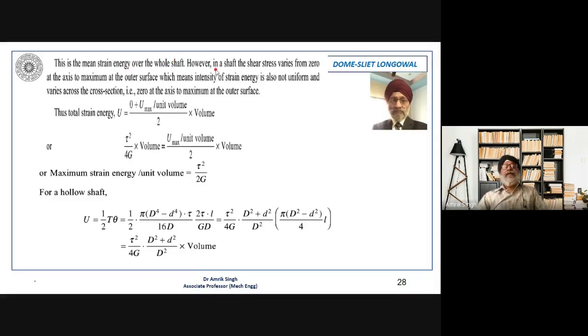In the shaft, the shear stress varies from 0 at the axis to the maximum value at the outer surface with the mean intensity. So strain energy will be total strain energy, 0 plus U max divided by 2, into volume. Okay, so this we can calculate. So maximum strain energy is tau max upon 2G. So for the hollow shaft, it is half T theta. So you can put this value of J accordingly, and you will get this as the strain energy for the hollow shaft.